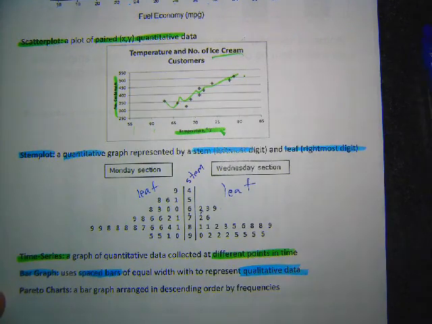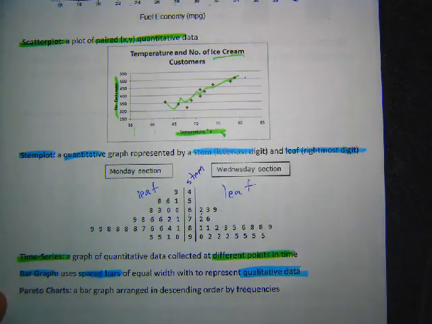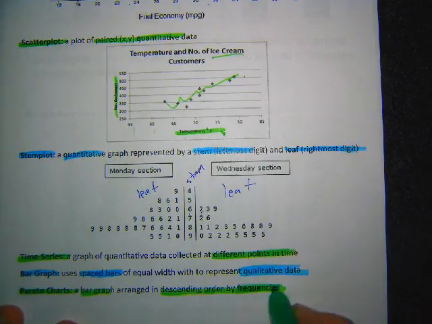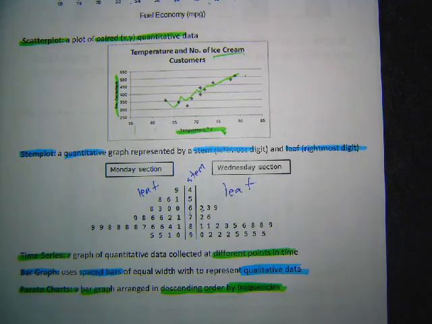Last one is a Pareto chart. This is something your book mentions. So a Pareto chart, it's just a bar graph where they arrange the bars in descending order by frequency. So this is something where they look and say, okay, I've got the most blue, and the next most green, and the next most brown, and they order that way. So they have a reason to order. They order by frequency, starting with the largest and then working their way down.